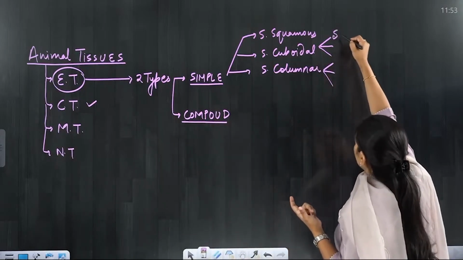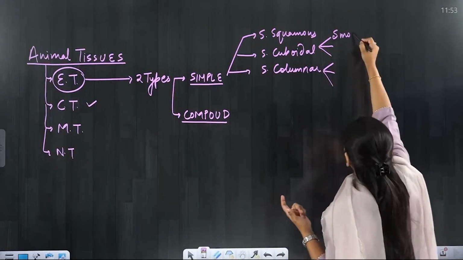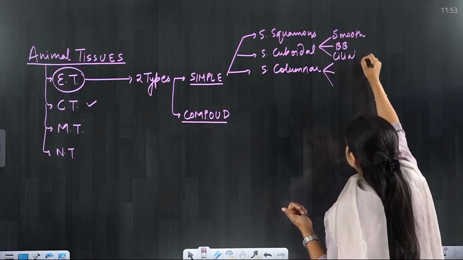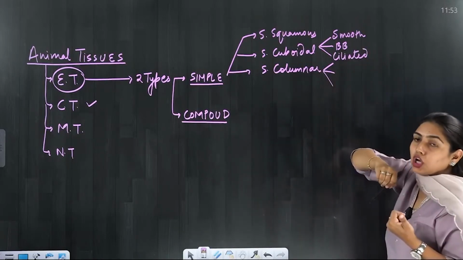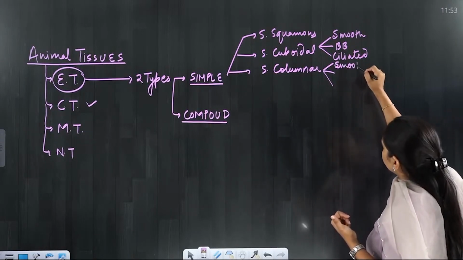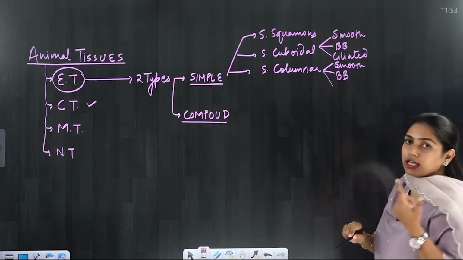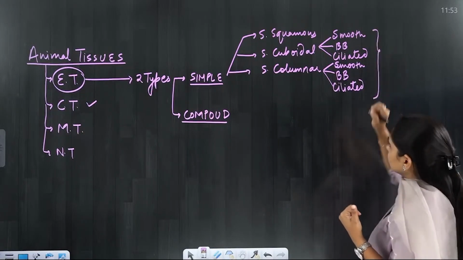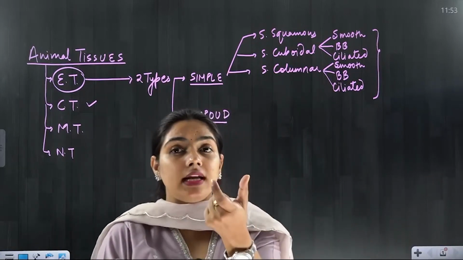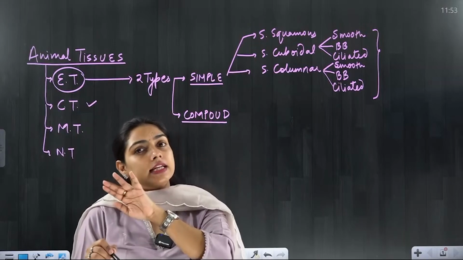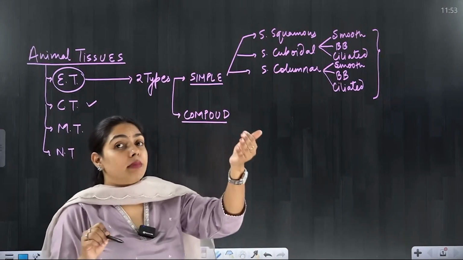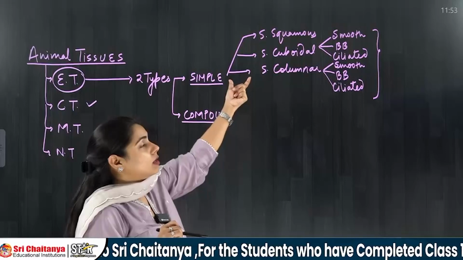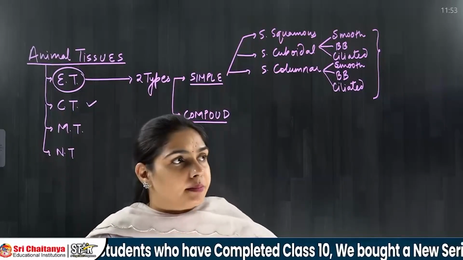So the cuboidal without modification will be smooth. With modification of microvilli, it will be brush bordered. With modification of cilia, it will be ciliated. Similarly, columnar epithelium can also be smooth without modification. It can have microvilli, brush bordered, and it can have cilia, so ciliated epithelium. So these are the further types of cuboidal and columnar. If cuboidal cell has no modification, it is simple smooth cuboidal. But if it has microvilli, it is simple brush bordered cuboidal. If it has cilia, it will be simple ciliated cuboidal epithelium, right?